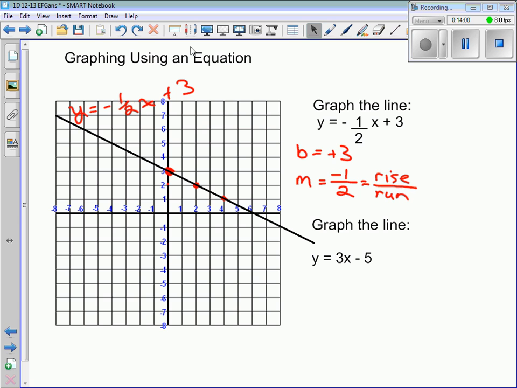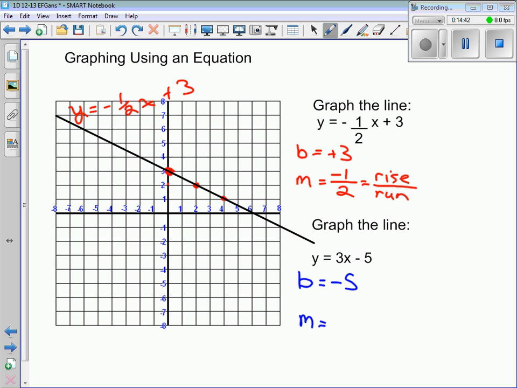So we got a second one here to try. y equals 3x minus 5. What is our y-intercept? Andrew, what's our y-intercept? What's our value for b? You got two choices. It's the other one. The one that's right in front of the x, the one that's touching the x, is always the slope. The y-intercept is always the one that's stuck on the end. So what is our y-intercept here? -5. So that gives us the point that we can plot.